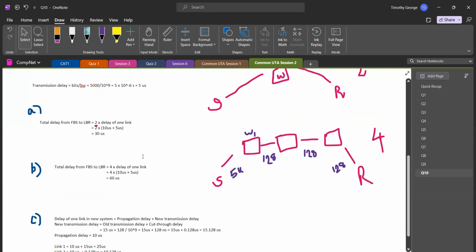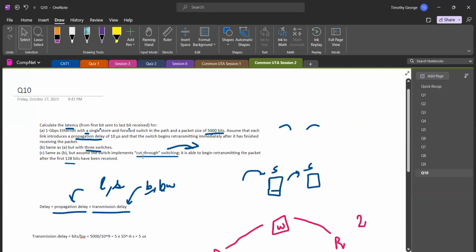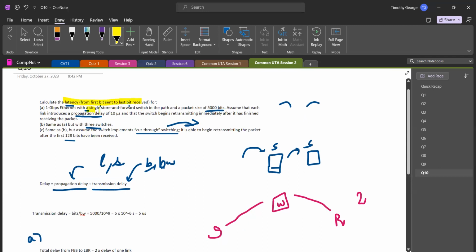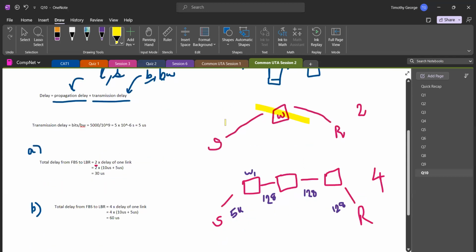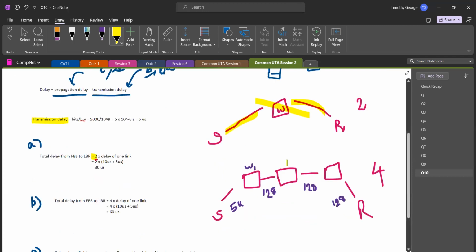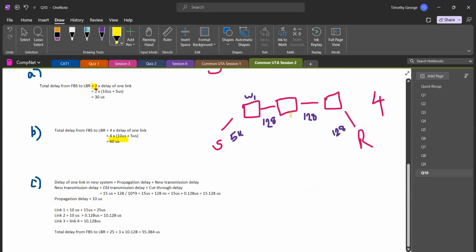Now let's just look at everything again. We were asked to calculate latency, first bit to last bit. They gave us a single switch. That is this. We were able to calculate. So basically, transmission delay, we know what that is. We multiply that by 2 because there were two links here and here. We got this when there were 3 switches, there were 4 links. So we multiplied by 4. We got this. And when there's cut through delay, you have different bits that are traveling in different places.